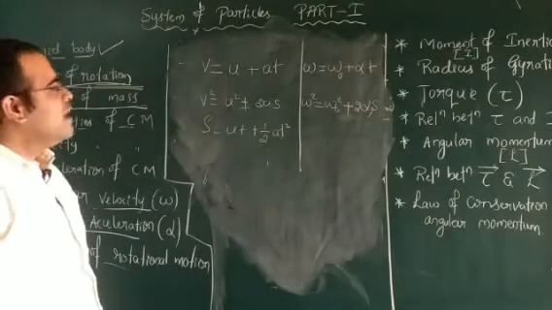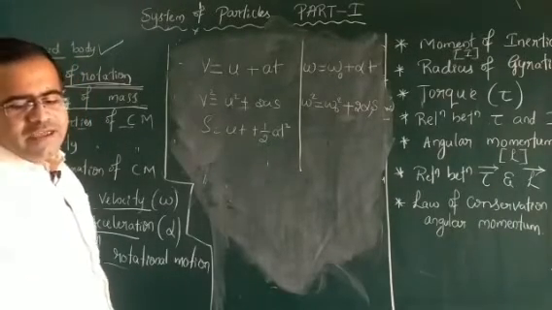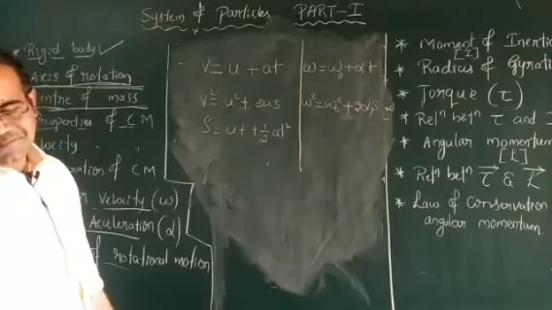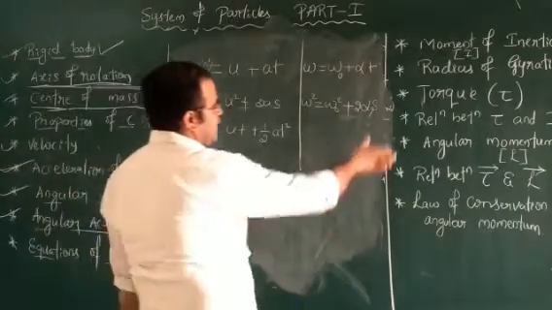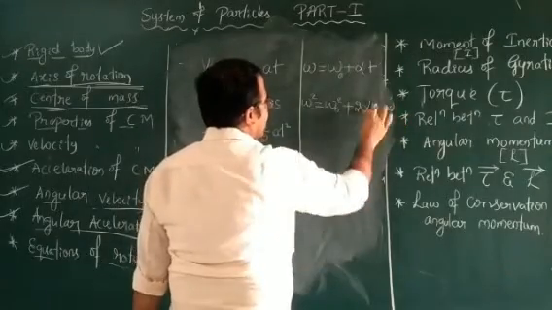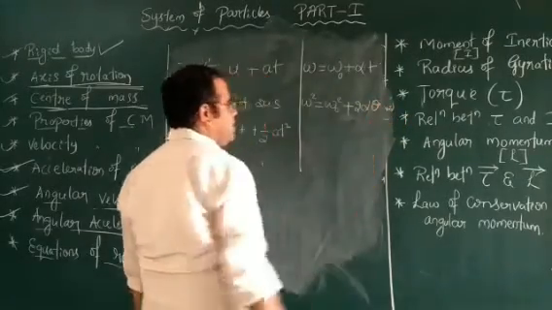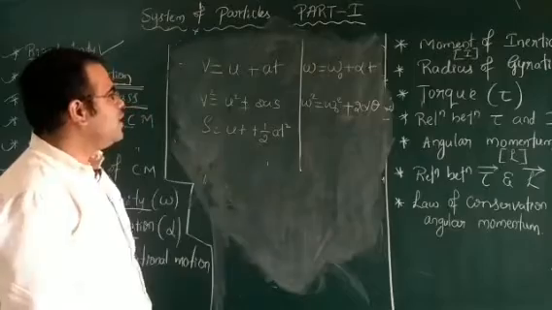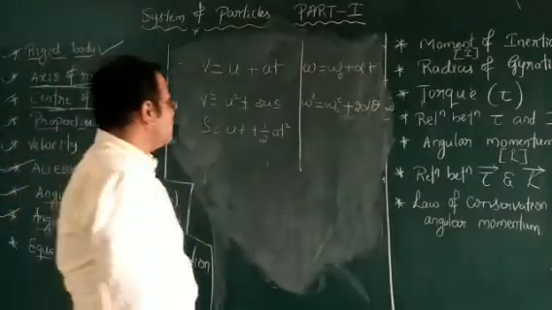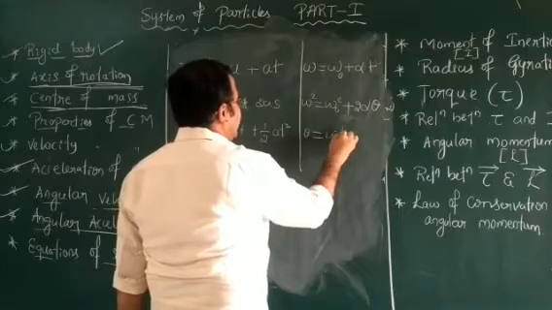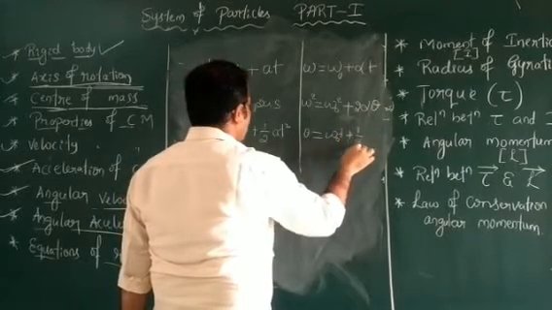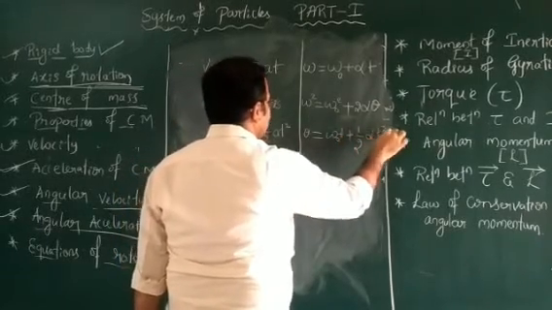So when we observe kinematic equations here, we can write the equations like this. Similarly, in place of displacement we observe angular displacement, that will be in terms of theta. Theta is equal to omega naught into t plus 1 by 2 alpha t square.